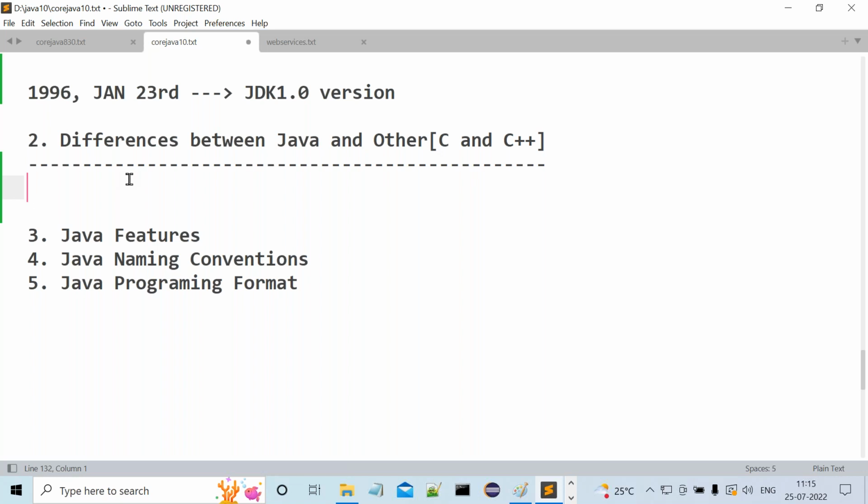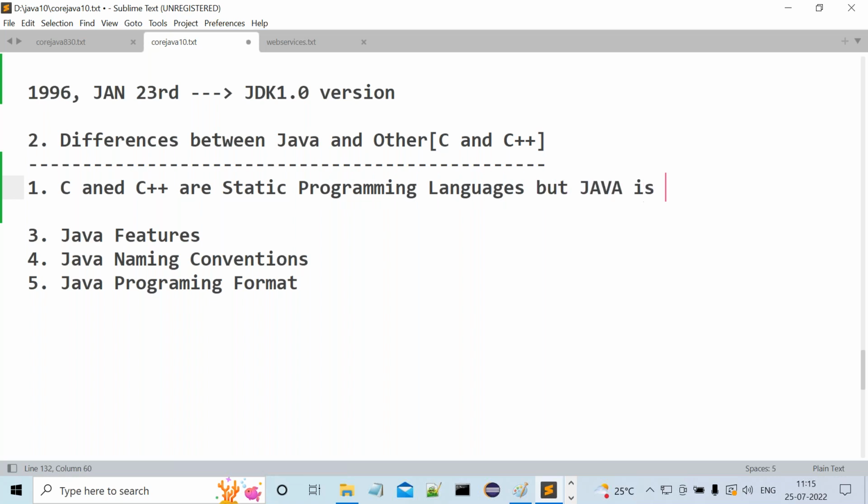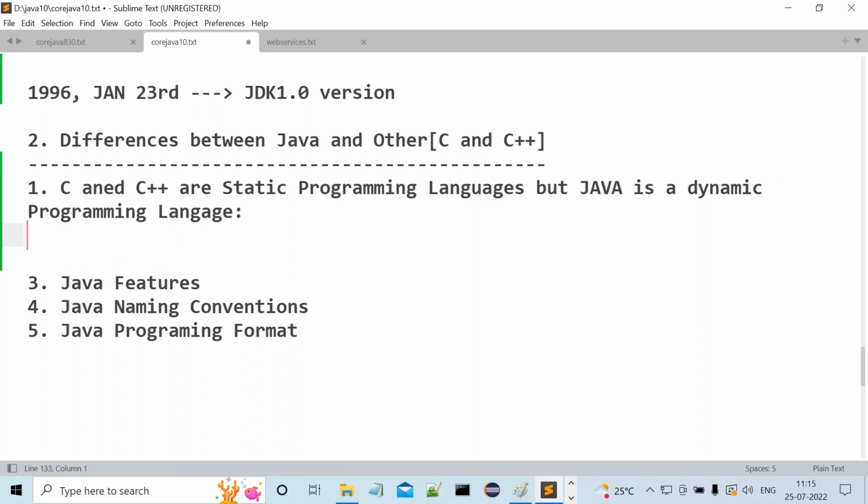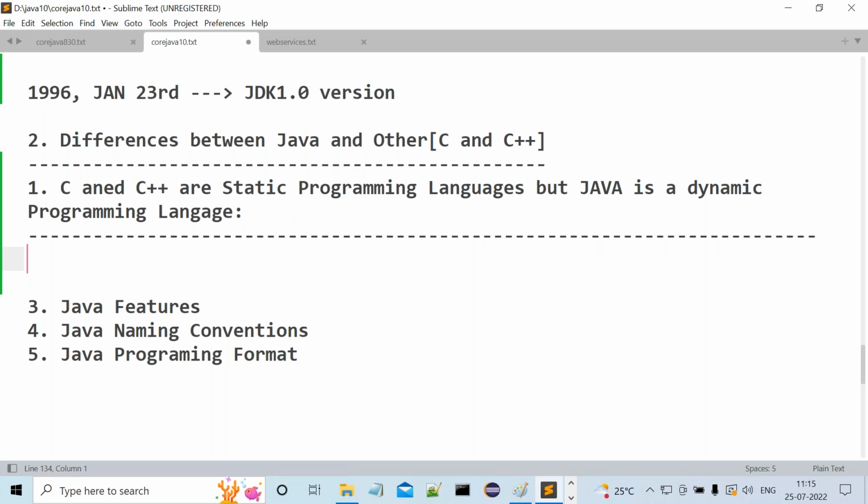Right, sir. Anyway, the very first difference, what I'm trying to say now, is this. All of you observe carefully. C and C++ are static programming languages, but Java is a dynamic programming language. Java is what? A dynamic programming language. C and C++ are static programming languages, but Java is what? A dynamic programming language.